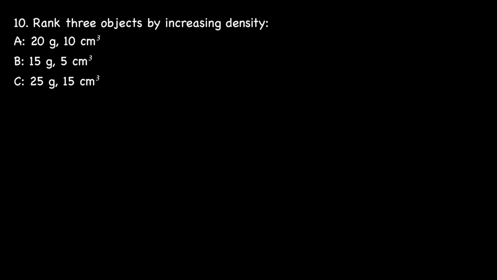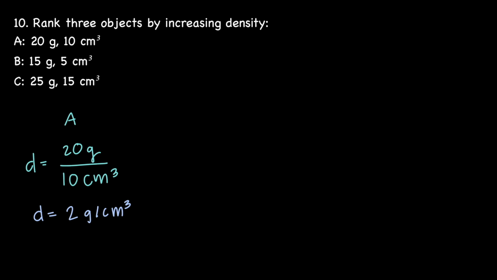Number 10. Rank 3 objects by increasing density. We can first calculate the density value for each object by using the equation. Density equals mass divided by volume. Object A has a mass of 20 grams and a volume of 10 cubic centimeters, giving a density of 2 grams per cubic centimeter.